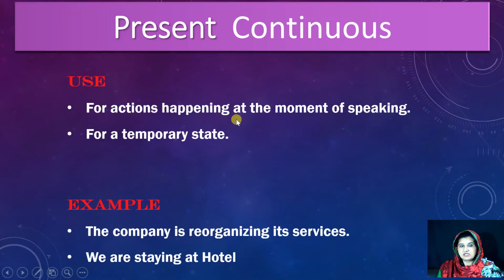For a temporary state, present continuous tense is also used to show the temporary state. For example, the company is reorganizing its services. It means that the company is into this process of reorganizing the services, but it's not the permanent situation. The company is into this situation for some time period and very soon it would be over.